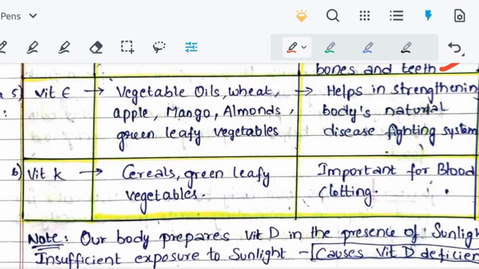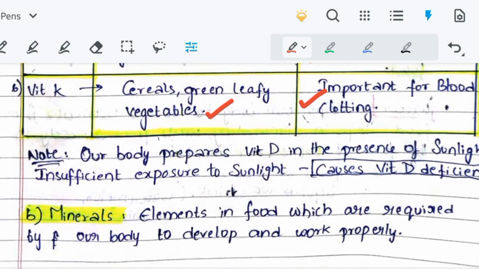Now, vitamin E and K are not mentioned in your textbook, but it's essential to know about them as well. Vitamin E also strengthens your disease fighting system, that is immune system. You get it from the nuts, leafy vegetables, etc. Vitamin K is very important for blood clotting, and you get it from the cereals and leafy vegetables.